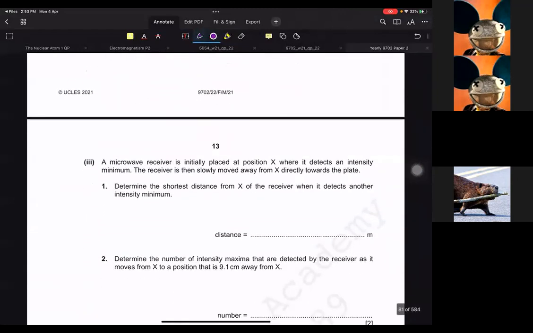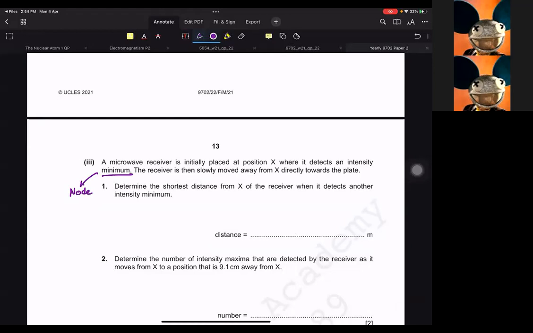Now, in the next question, it says the microwave receiver is initially placed at point X where it detects an intensity minimum. This means this is a node. And then the receiver is slowly moved away from X directly towards the plate. Determine the shortest distance between X and the receiver when it detects another minimum intensity. You should remember that between a node to a node, the distance is equal to half lambda. The lambda in this question is 0.040, so the answer would be 0.020.